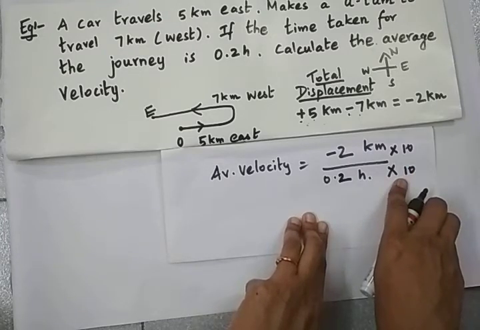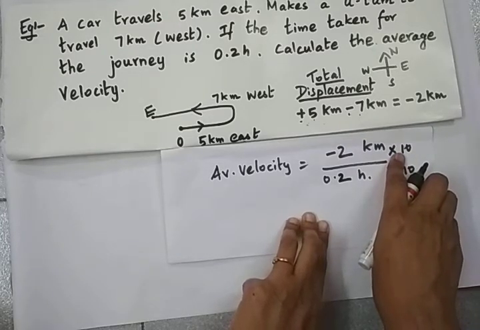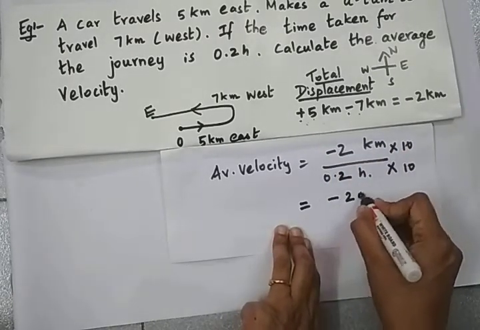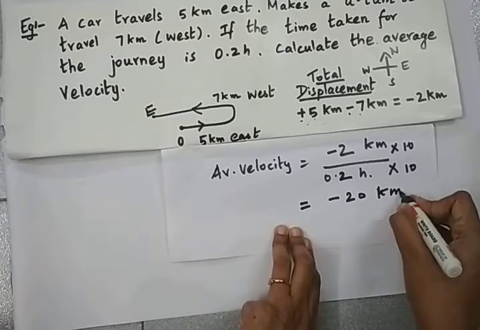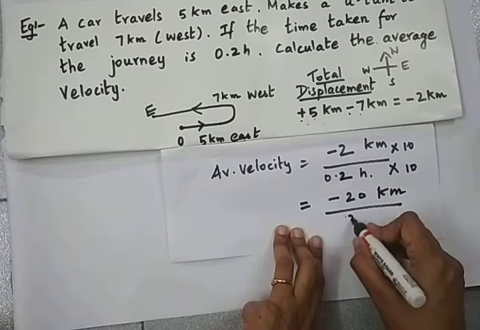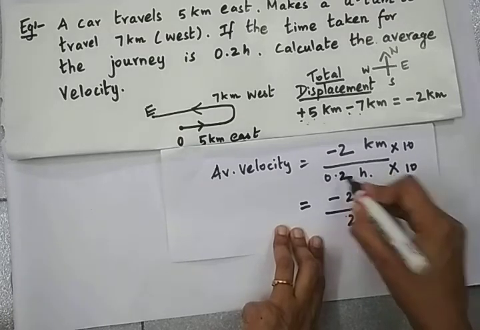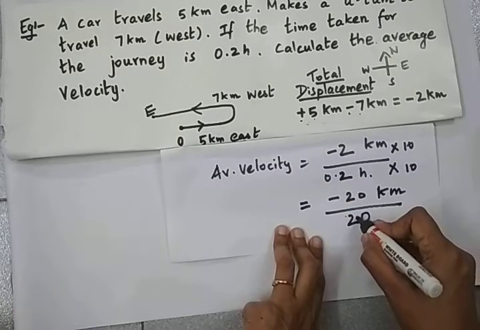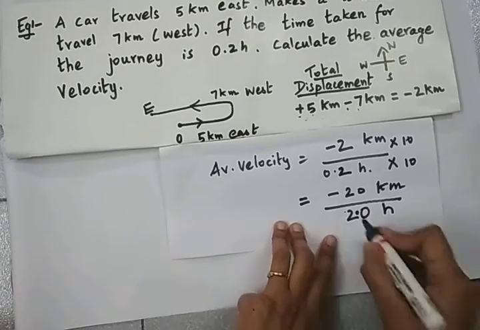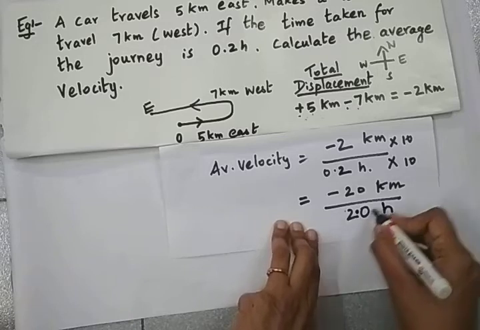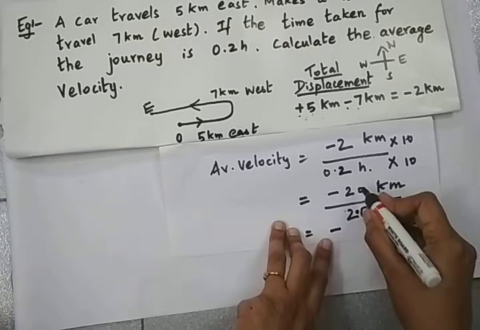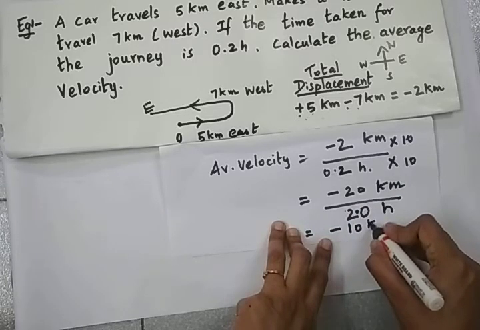And if the denominator is multiplied by 10, the numerator should also be multiplied by 10. So minus 2 into 10 will give you minus 20 km. And then the denominator 0.2 into 10: 2 into 10 is 20, and then place a decimal. 0.2 has just one decimal place, so place a decimal after one digit. So it gives you 2 hours. So minus 20 by 2, and 2.0 is nothing but 2. So 20 by 2 is minus 10 km per hour.